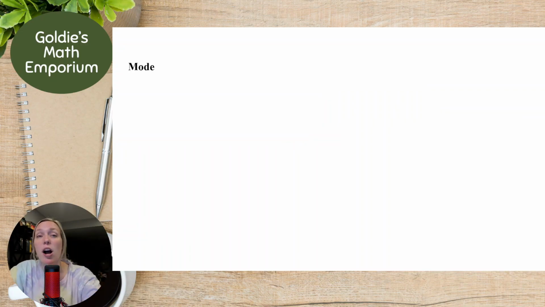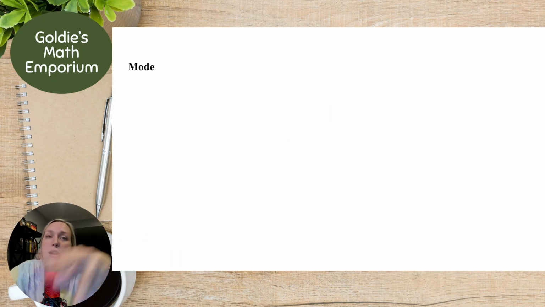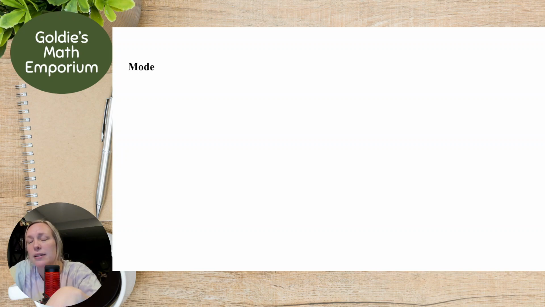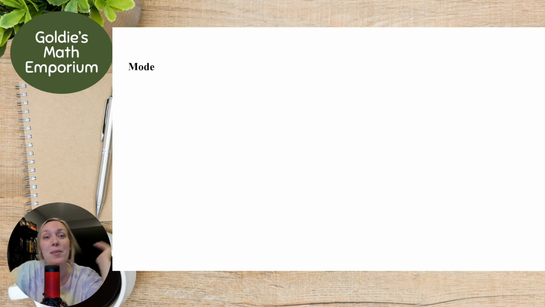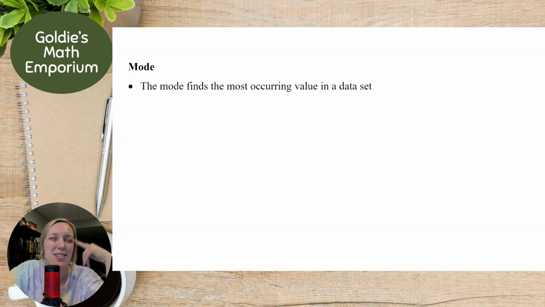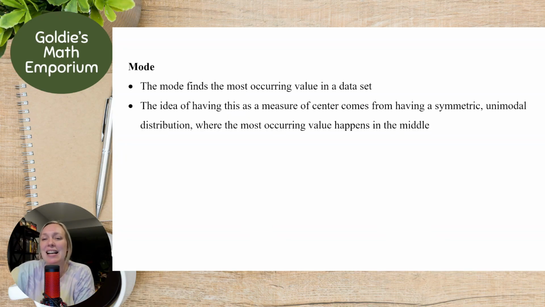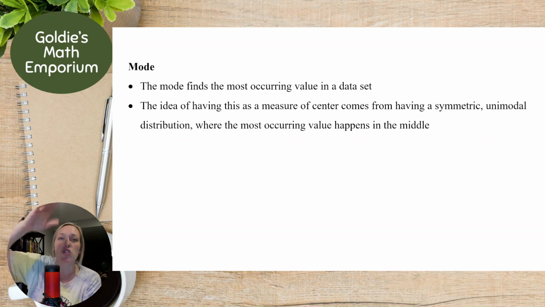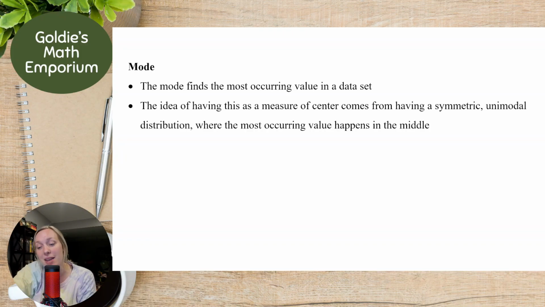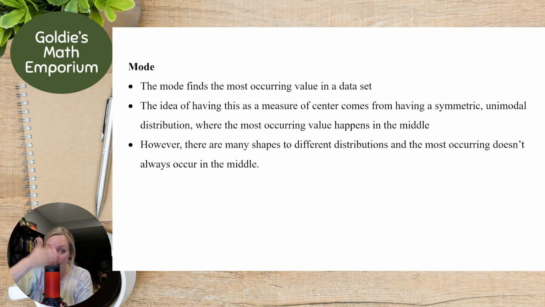The last one we're going to talk about, just because you've heard of it before, but we don't really cover it in AP Statistics. It's not a learning objective in AP Statistics, but I bring it up for the knowledge. We're all about the knowledge here. The mode finds the most occurring value in a data set. And this idea of a mode being a measure of center comes from the idea of having a symmetric unimodal distribution where the majority of your data is in the middle. Okay. And when that happens, your mode is in the center.